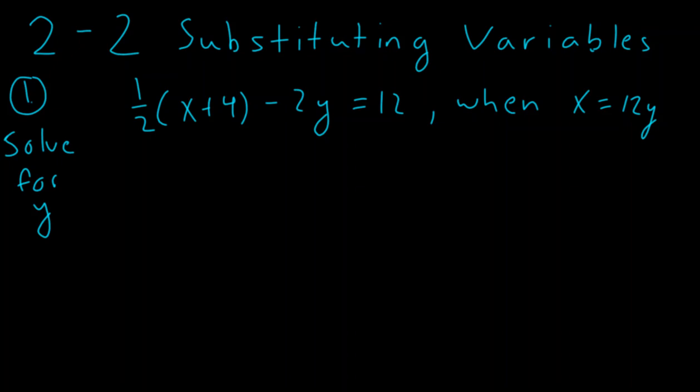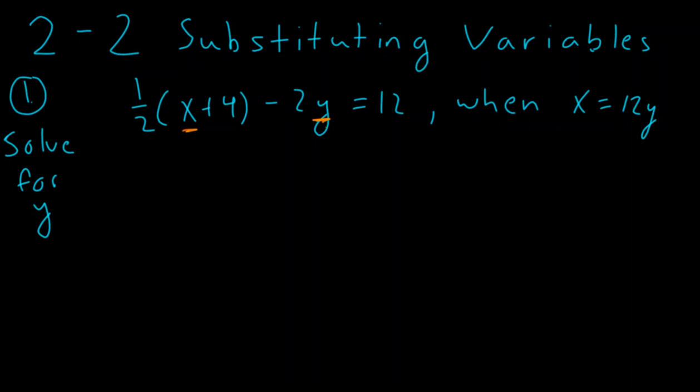Okay, here we are in 2-2, substituting variables. Now in problem number 1 it says solve for y, and we're given 1/2 (x + 4) - 2y = 12. And wait a second, I want to stop you right there because this can be a little bit difficult. We have two different variables and we're asked to solve for y when given that x = 12y.